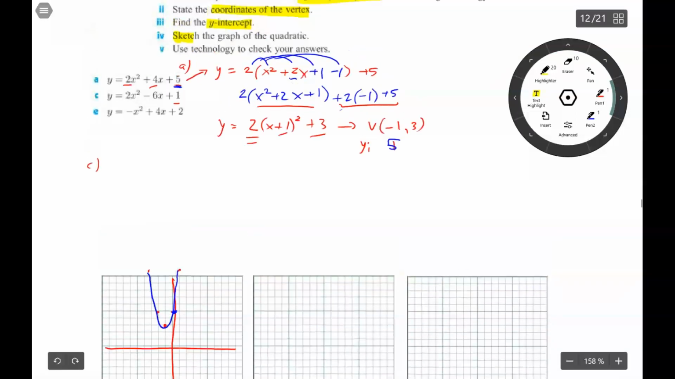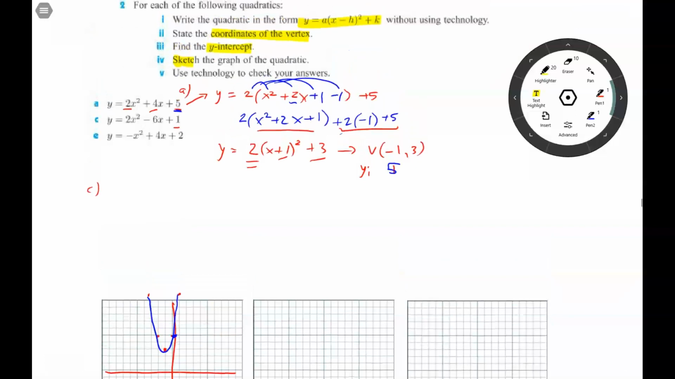Again, to find the vertex form, we do not need to use completing the square. Especially in this case, they didn't even ask us to complete the square. So we could definitely use alternative methods such as negative b over 2a. So let's do negative b over 2a on this thing.